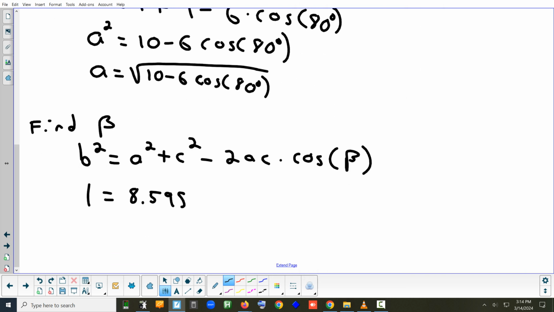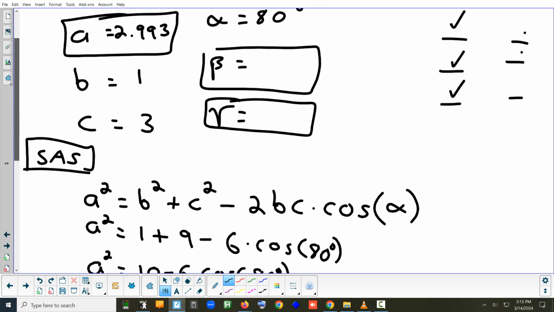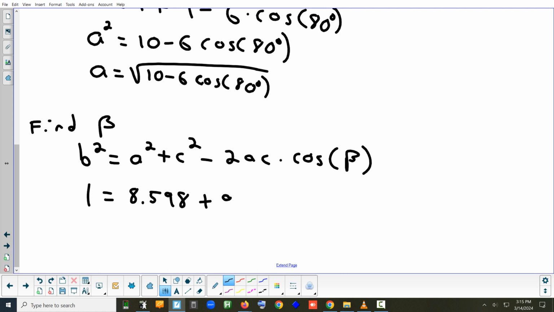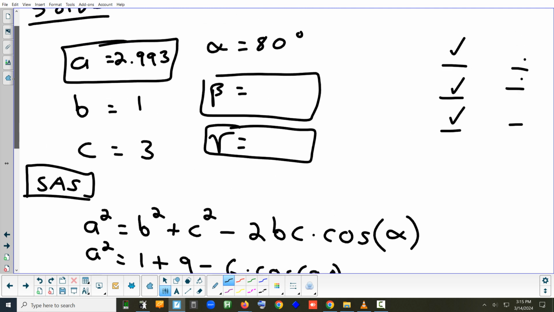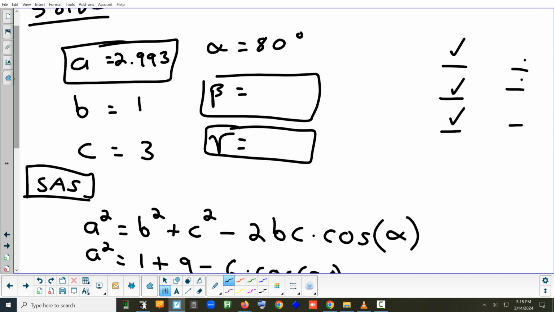So try to do as little rounding as possible. All right, c squared is how much? 9. That's 9. Now I need 2 times a times c. Well, what's 2 times c? 6. 6. And I need it times a.